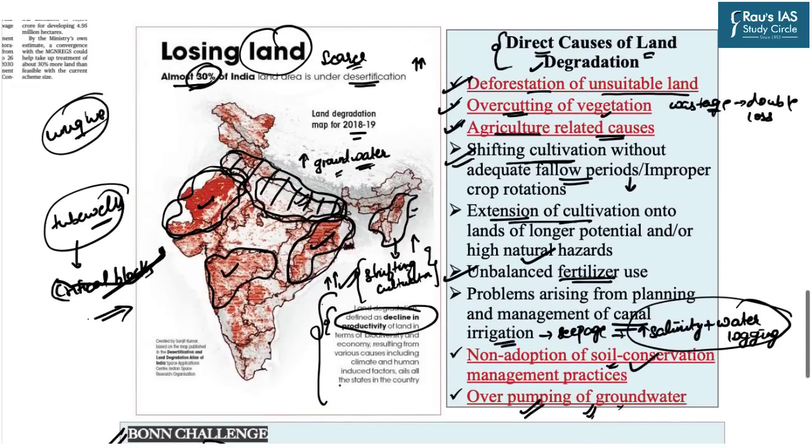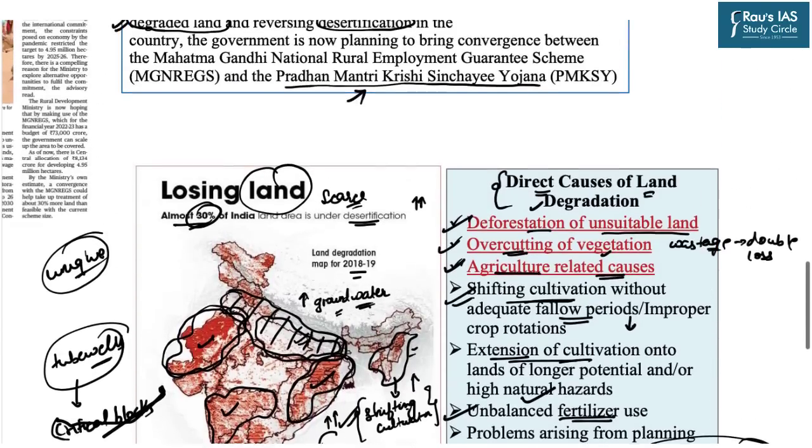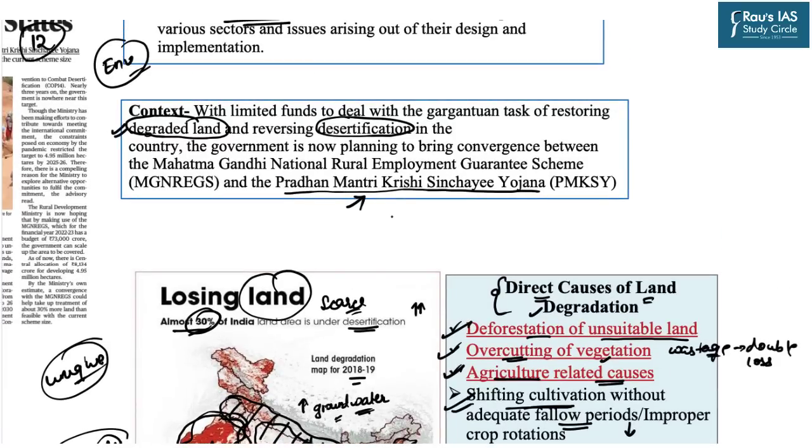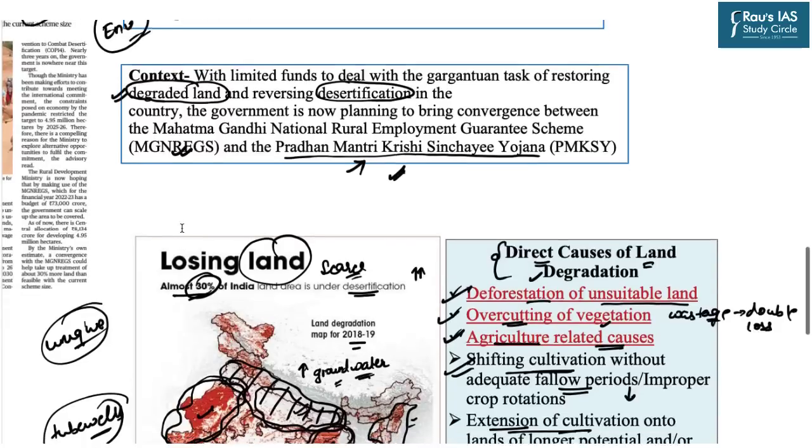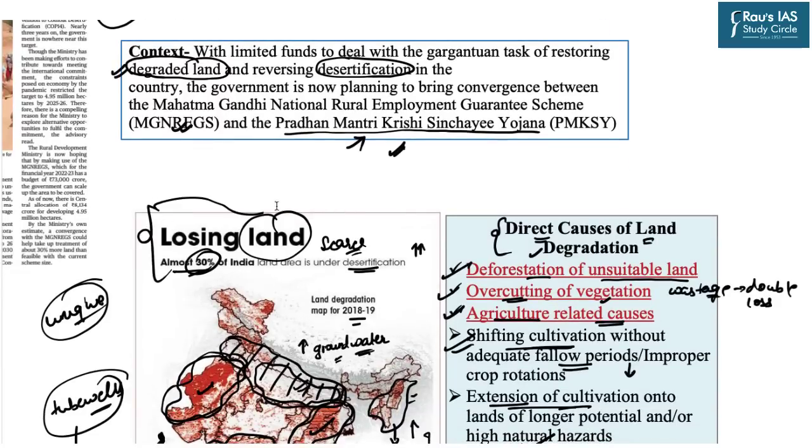Now we shall move on to how the Pradhan Mantri Krishi Sinchai Yojana, which is the very context of today's news article, and its integration with MGNREGA will help us reduce this particular problem, that is land degradation and desertification.